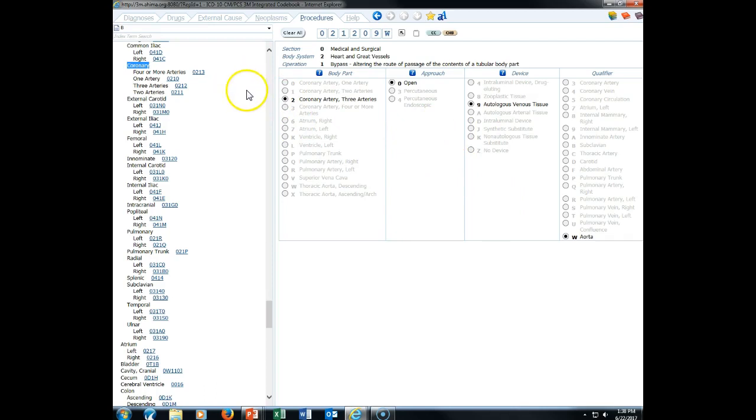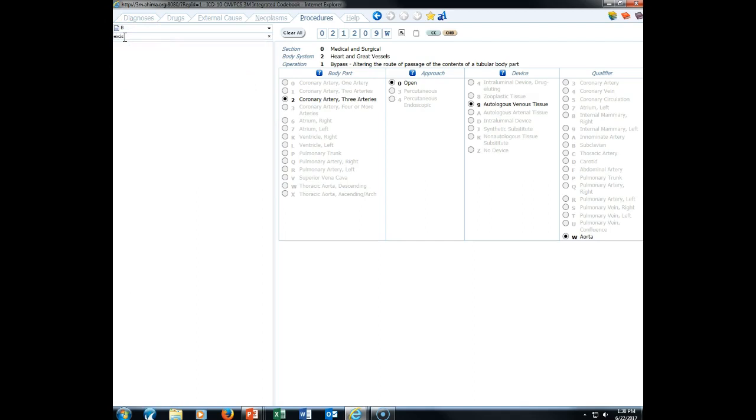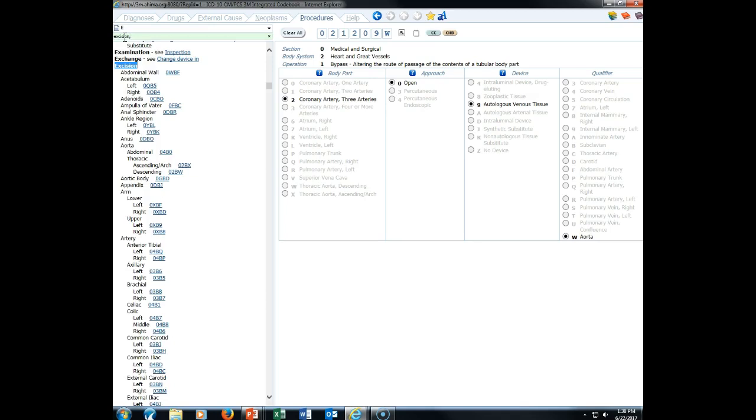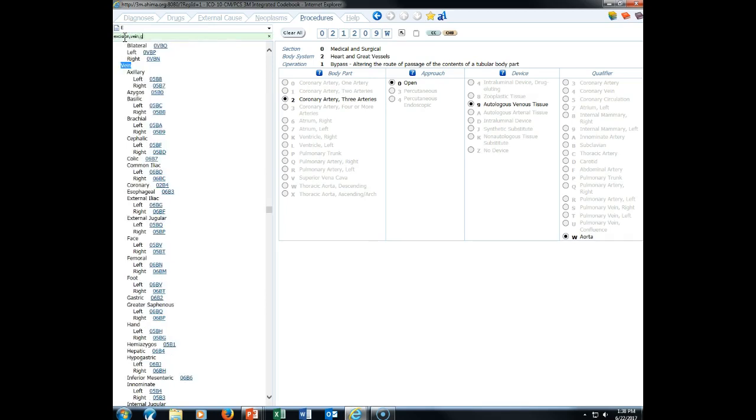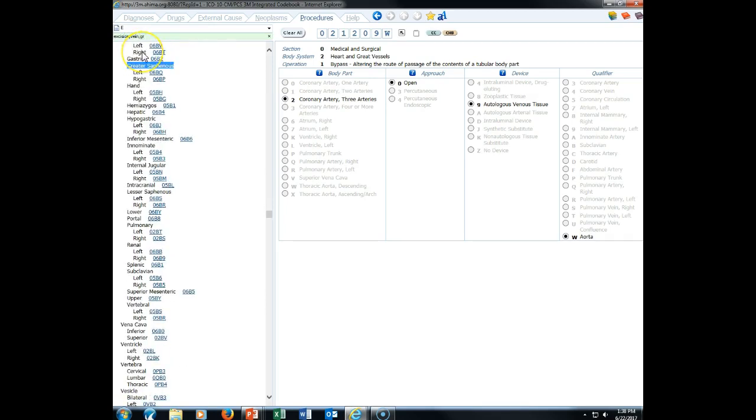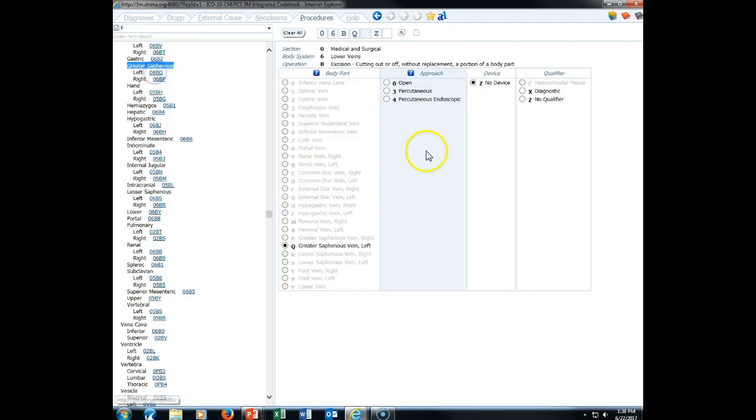Then we have to harvest the saphenous vein. Now, we did this in an earlier lecture, but this is an excision because we're taking out part of the vein, and what we're taking out here is the greater saphenous of the left leg. So we go to greater saphenous left, and the approach for that was percutaneous endoscopic, and there was no qualifier. So this is how we actually get to the code for harvesting of the greater saphenous.